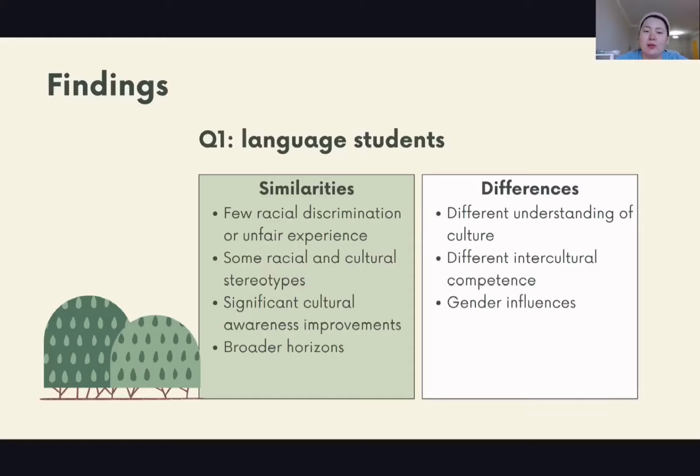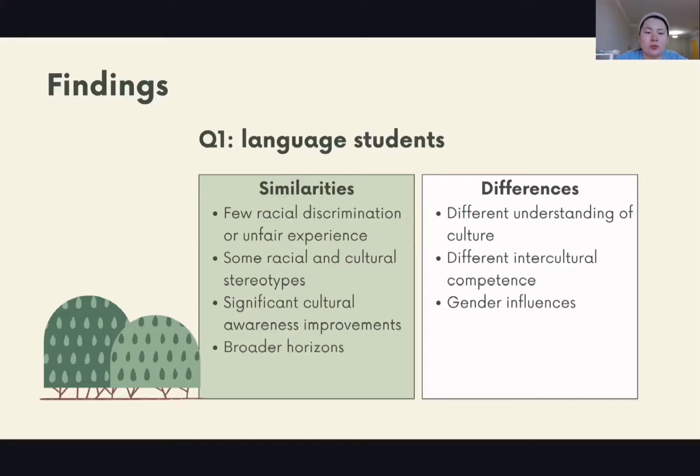The first is my answers for the language students. They have some similarities and differences based on my interview results. The first is similarities. We have 4 similar results from these participants. The first is they seldom meet racial discrimination or unfair experience when they study in the United States. The second, these participants sometimes meet racial and cultural stereotypes when they learn in America.